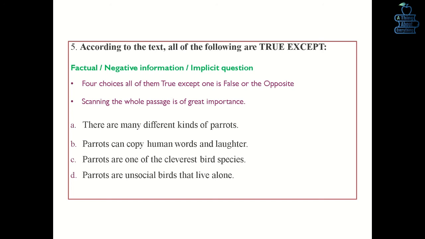If you read the choices, there are many different kinds of parrots. It's an easy idea and you can know that it's true. Parrots can copy human words and laughter. That's true. Parrots are one of the cleverest bird species. Let's read the next one. Parrots are unsocial birds that live alone. That's not true. Of course, D is the answer.